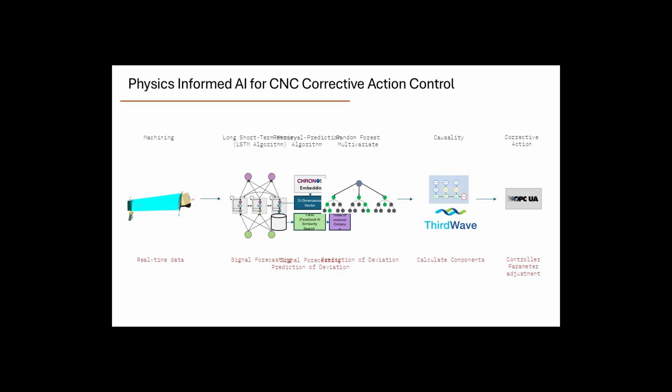Instead, we're going with Dr. Imani's retrieval prediction algorithm. And from here, not only can you do signal processing, signal forecasting, but also prediction of deviation. What we do with that data then is, since we now have the prediction of possible deviation, we want to go into causality analysis and then corrective action control.